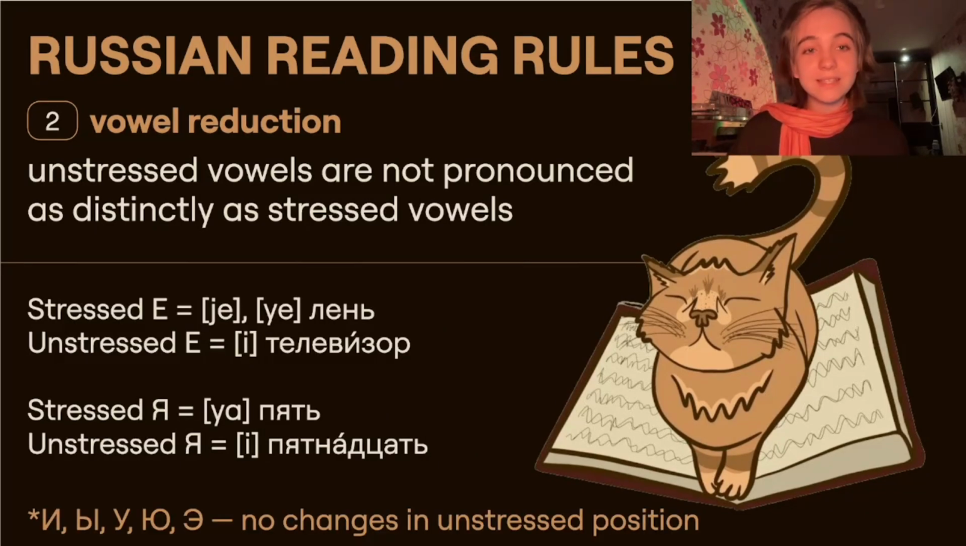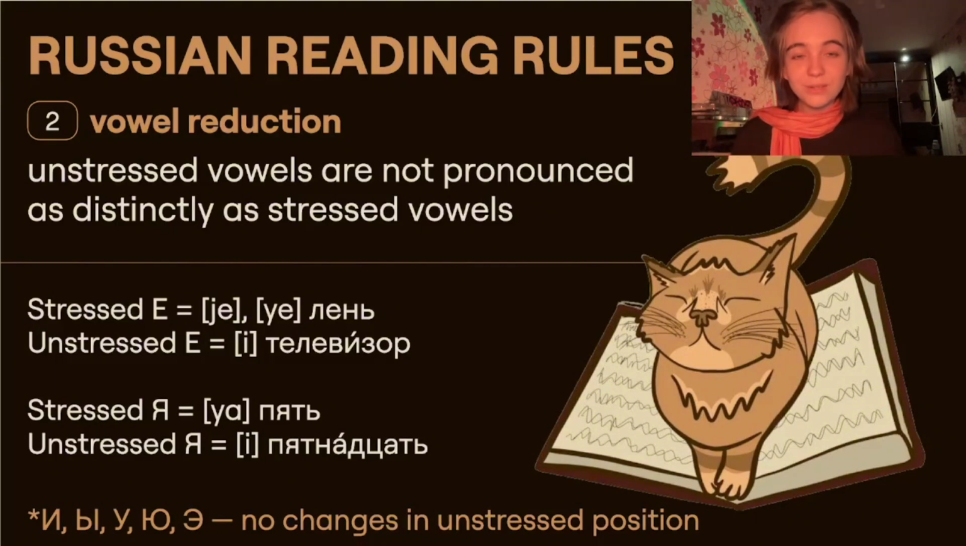The next letter is letter Е. When it's stressed, it's pronounced like Е, as in the word yellow, for example. Лень. But when it's unstressed, we pronounce it as И. Repeat after me. Телевизор. Телевизор. As you see, I don't say телевизор. I change Е to И and О to Е. Телевизор. Телевизор. Good. The next letter is letter Я.